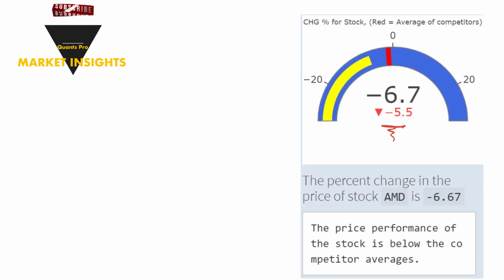First, let's talk about the price change compared to the previous close. In the gauge chart, the price change of the stock on the last trading day is compared with its competitors in the graph showing the price performance for the stock. Considering its competitors in the market, the yellow color shows the daily percentage change in the share price. The red color gives the average of the percentage price changes in the competitors' shares.